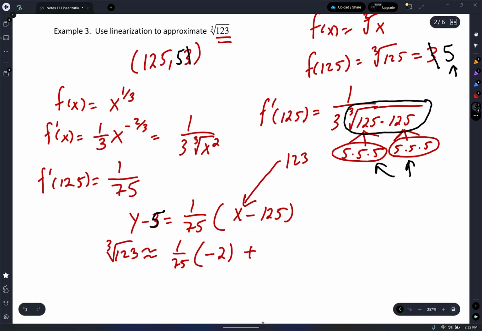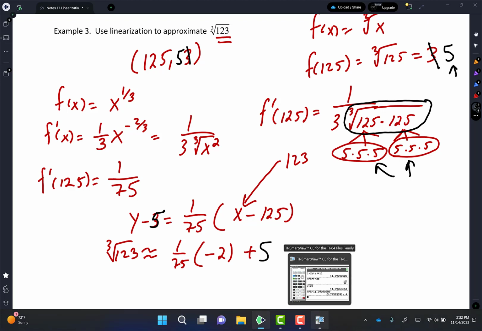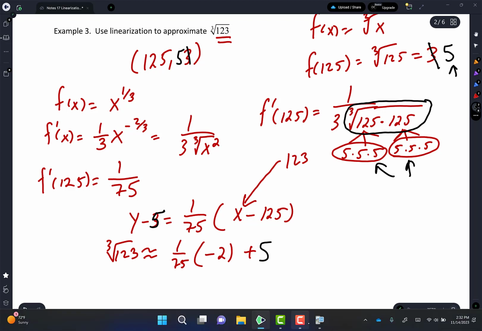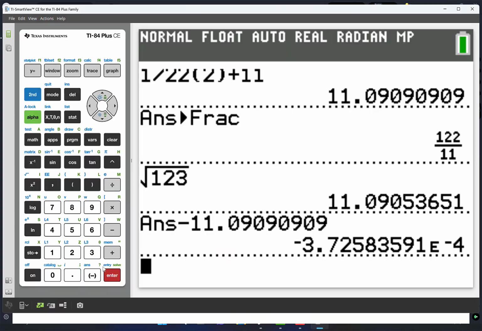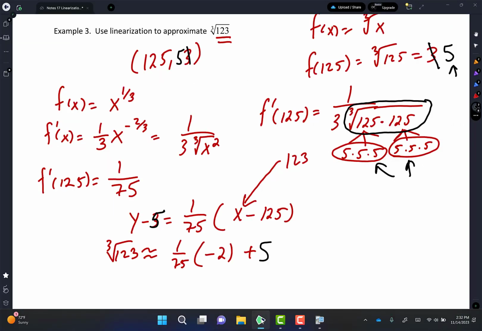And there. I don't see any other mistakes. I think we fixed all our issues. Yeah, we did. You don't trust me? No, I think we're done. We'll see how close it is. So, negative 2 over 75 plus 5. So, 4.97333. Negative? Why would it be negative? Oh, wait. No, wait. You're right. My bad.